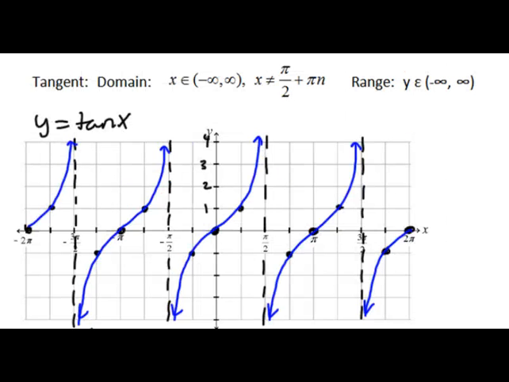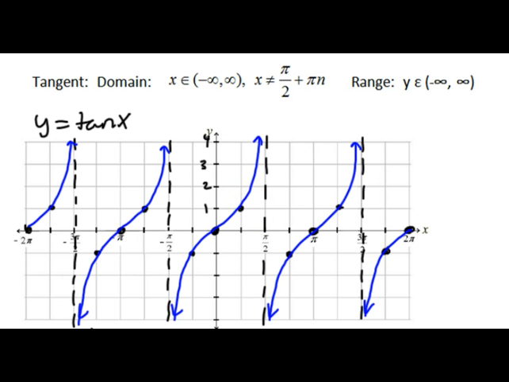Now let's look at tangent. Tangent has a range, unlike the other ones, of every possible y value. Notice we have an arrow going down, an arrow going up, and it's a completely continuous graph in the y direction. So we say our range is from negative infinity to infinity. Y is an element of negative infinity to infinity. X, however, has asymptotes, and notice the asymptotes are exactly in the same places they were for secant. So it has the same domain as secant does. X is an element of negative infinity to infinity, and x is not equal to pi over 2 plus pi n.